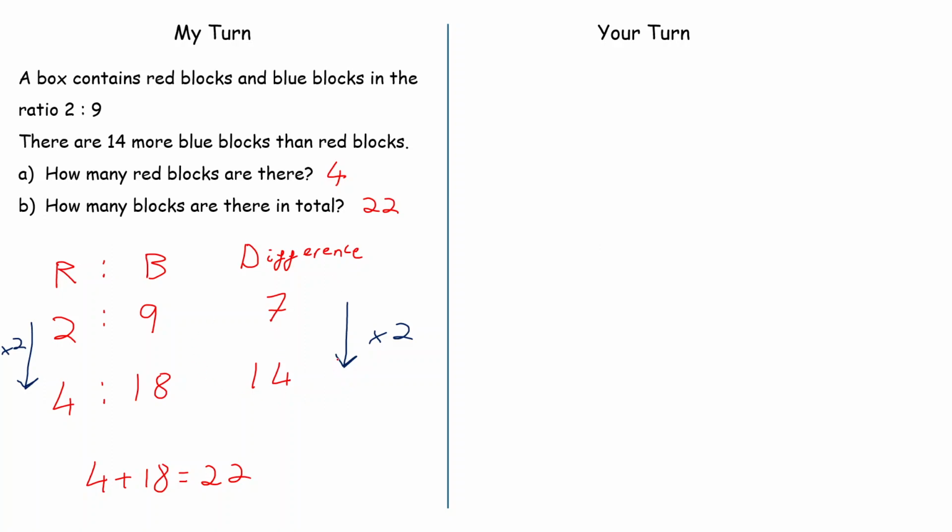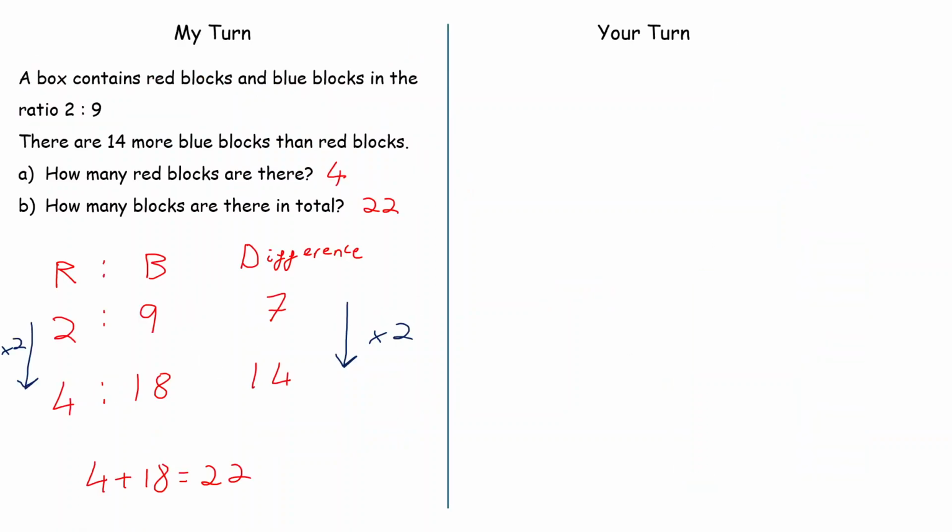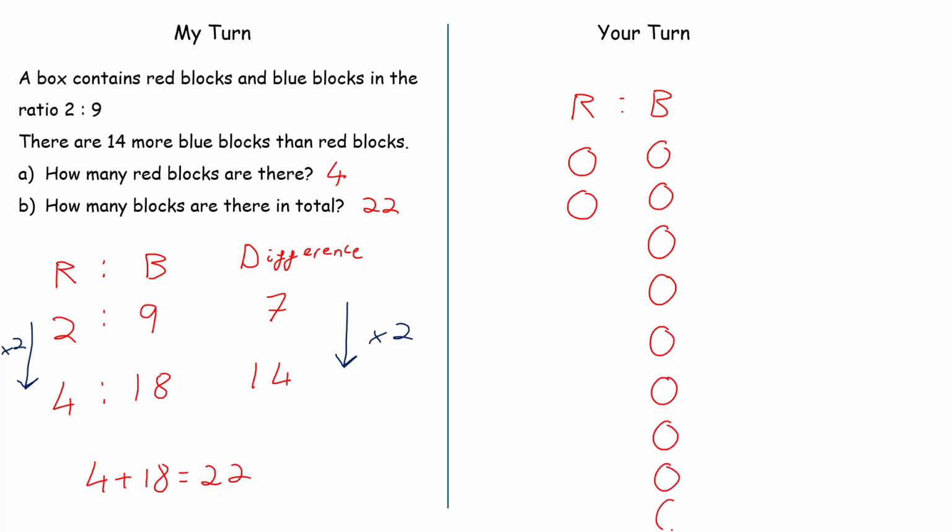Okay, again, if you need to get some understanding of what's going on there, this is really useful in helping us understand what is going on. And actually, just to show you what's going on in context, we're going to write it like this. We've got red and blue. If we draw it out in terms of the counters again, red's got 2, and blue's got 9. We're saying there are 14 more blue blocks than red blocks, so this difference, from here down to here, is worth 14.